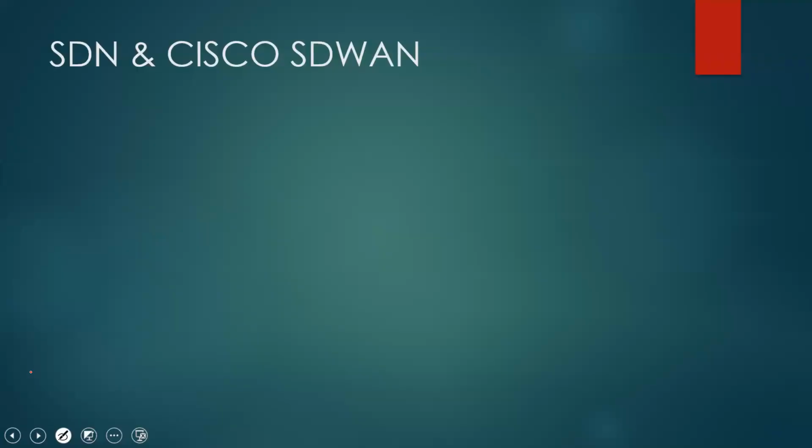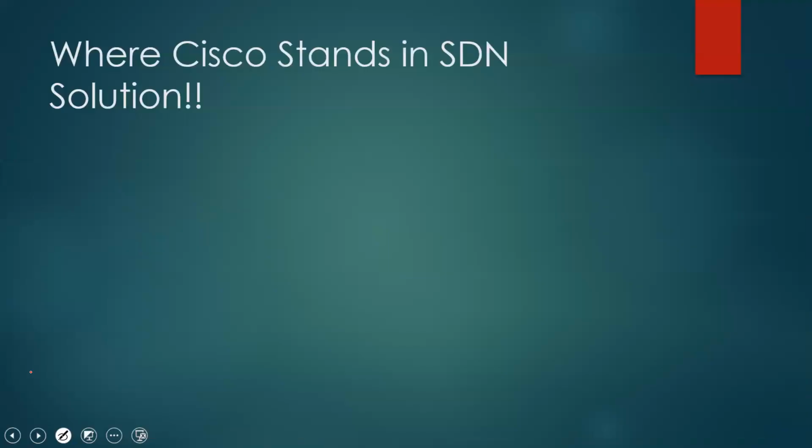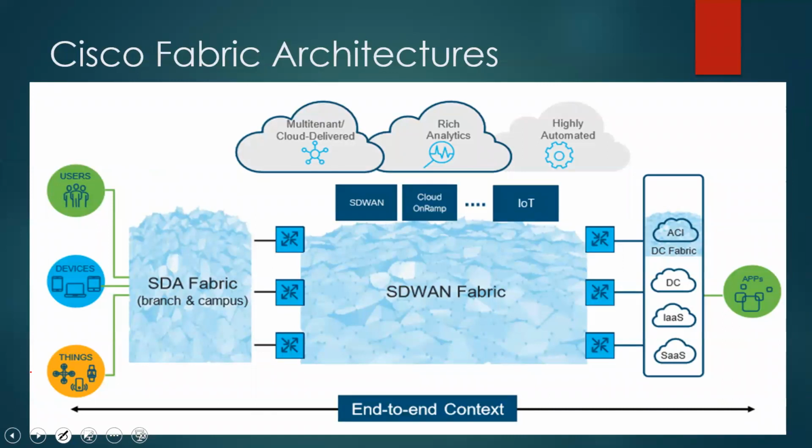Okay, let's move a little bit further. And this particular slide is important for your interview purpose. Cisco overall fabric design. What is Cisco's vision? For the data center, they want to use ACI. For WAN, they want to use SD-WAN. And for LAN, they want to use DNA-SDA, software defined access.